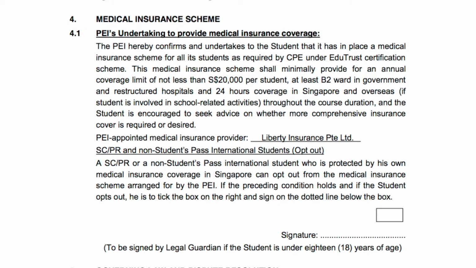Section 4 covers the medical insurance scheme. All international students are provided with the compulsory insurance coverage by Amity's appointed medical insurance provider. Singaporeans, permanent residents, and non-student pass international students may opt out if they are covered under their own medical insurance coverage in Singapore. They are required to show evidence of the medical insurance coverage. Please sign on the dotted line and tick if you wish to opt out.